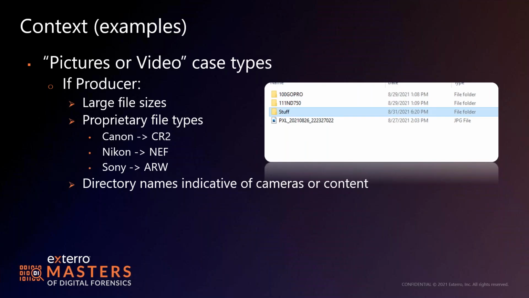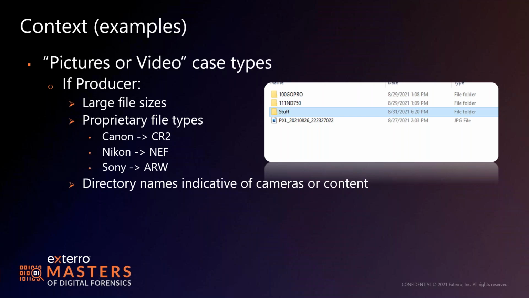All right, and then example-wise, we talk about the context. Pictures or video case types, and if you're in law enforcement, you know exactly what I'm talking about. If you're not in law enforcement, understand that there are cases where pictures or video are your most damning kind of evidence. So if you're looking for a producer, or you suspect, even if it's like a hidden camera case, look for A, large file sizes for video, or B, proprietary file types, right? If they're working with a specific set of cameras, it's easy enough to hit the support forum and see what types of camera formats are used.